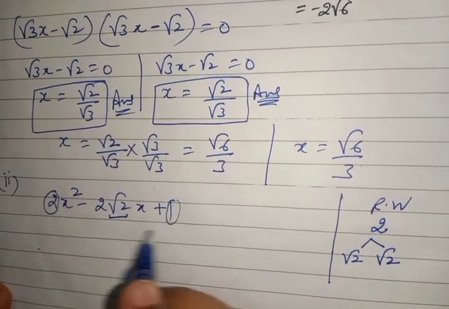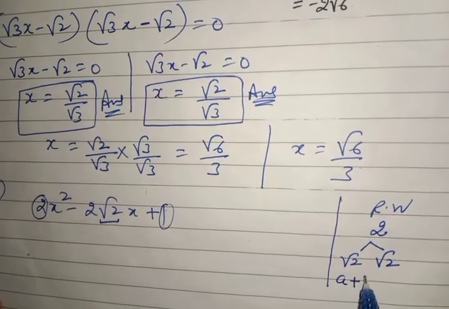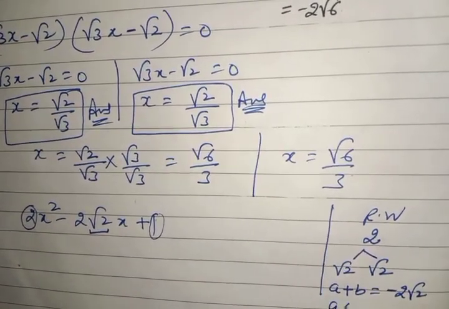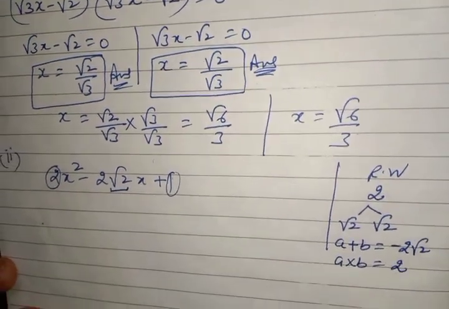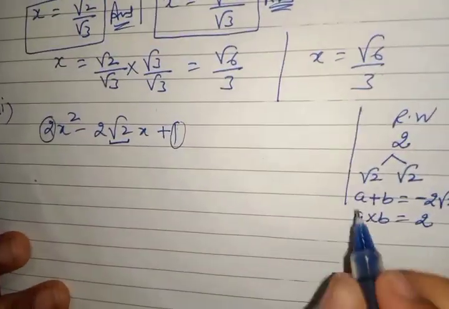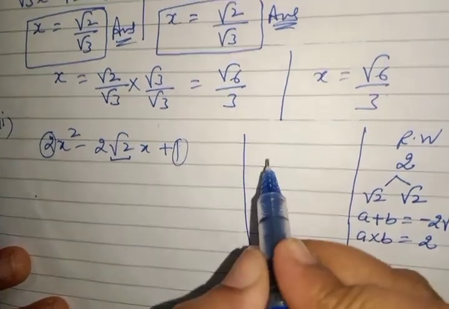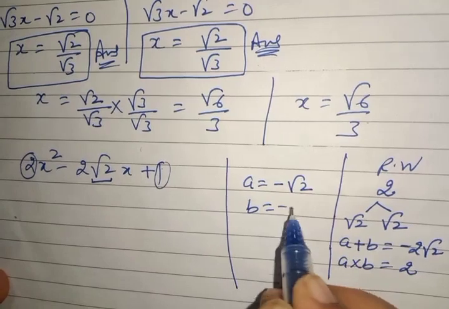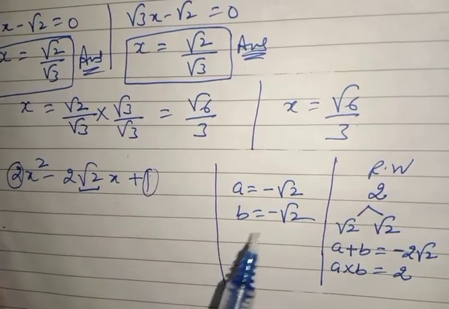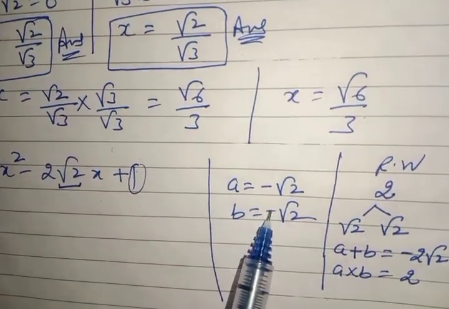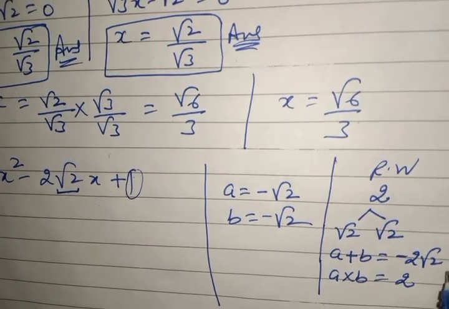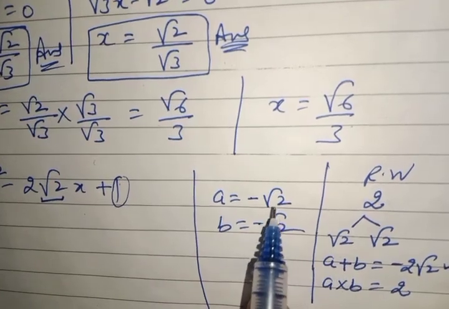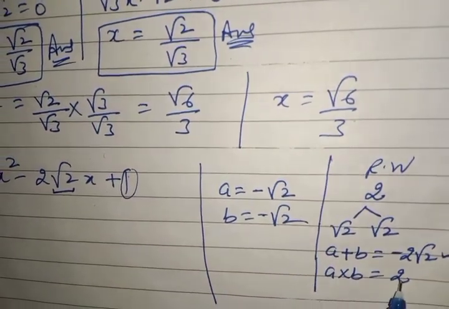Root 2 and root 2. Now we have to find two numbers whose sum is minus 2 root 2 and whose product is 2. So obviously we can see that our A is minus root 2 and B is minus root 2. You can check: if we add, we will get minus 2 root 2. If we multiply, minus minus is plus, and root 2 multiplied by root 2 is 2.